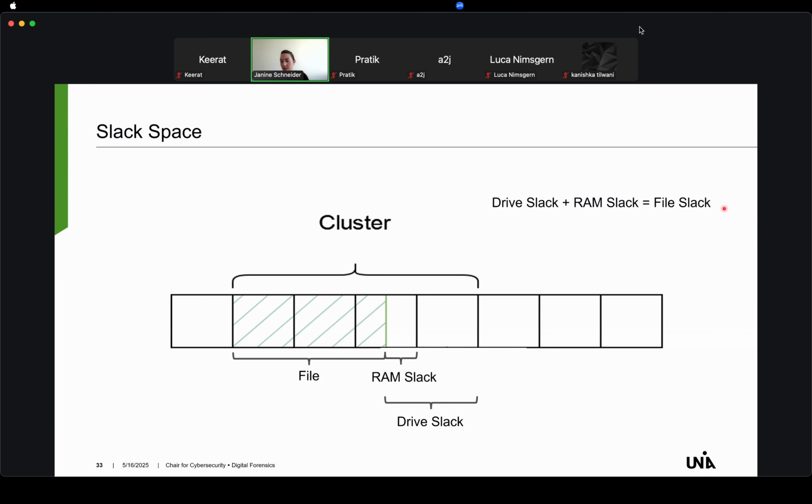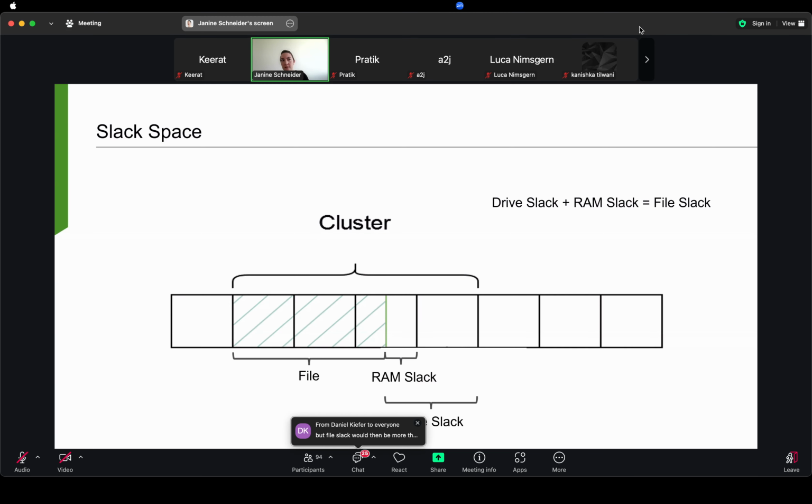Yeah, you're probably right, the drive slack should end here. I think that's an error on the slides. Yeah, okay, I think you're right.